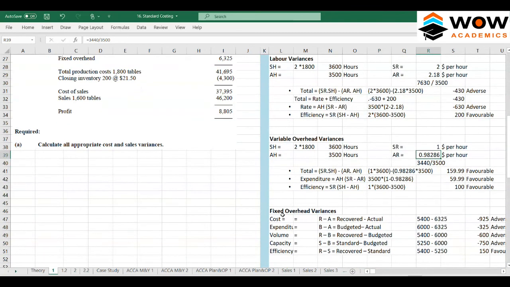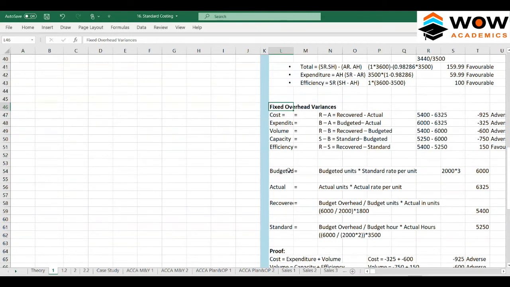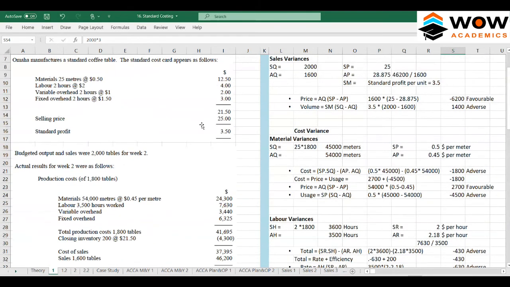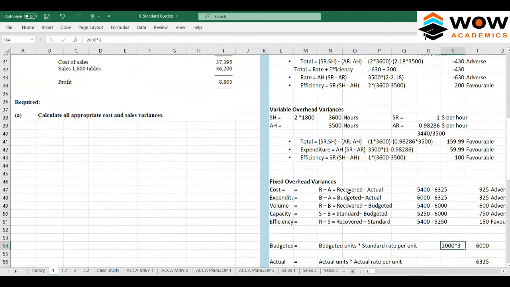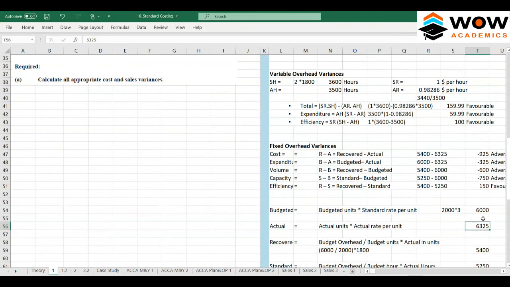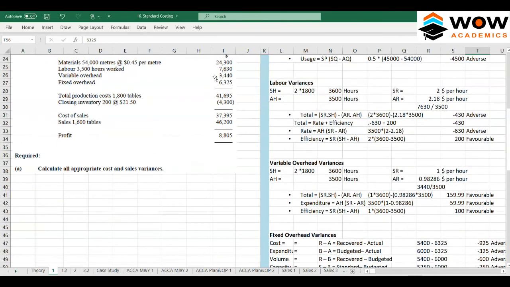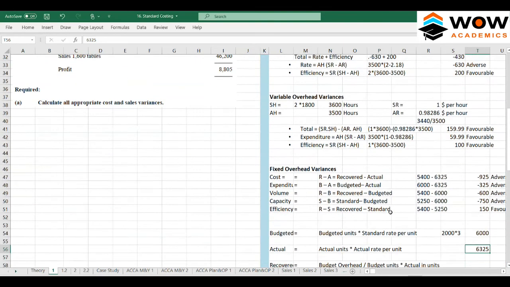And the last step is fixed overhead variance. This is the most confusing variance. We thought of producing 2000 units at a budgeted fixed cost per unit of 3. Don't take these numbers, it is 3. So first get the budget. Actual is directly given in the sum, 6325. Look here, it is directly given here. So don't worry about actual.